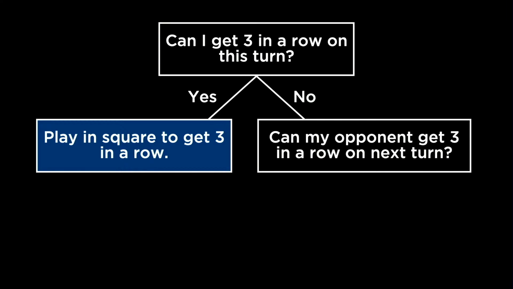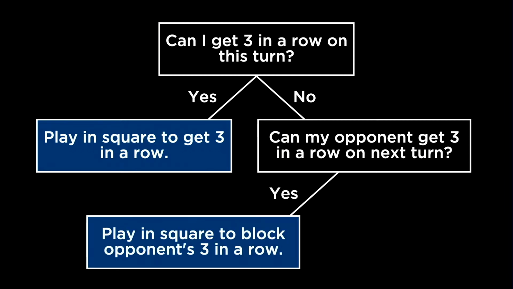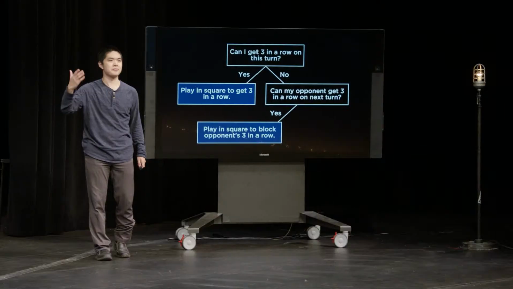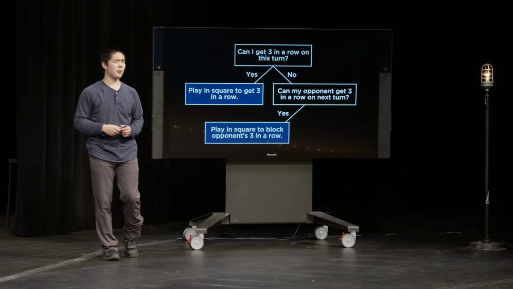I might ask, can my opponent get 3 in a row on their next turn? And if the answer to that is yes, well then we better play in the square to block them from getting 3 in a row. Otherwise, they're going to win the game if we don't block them now.